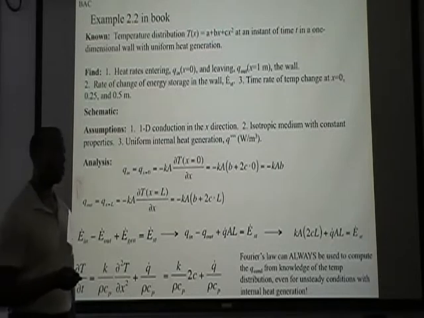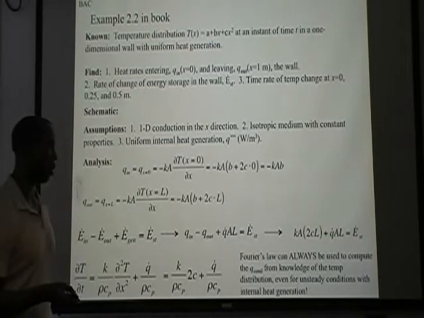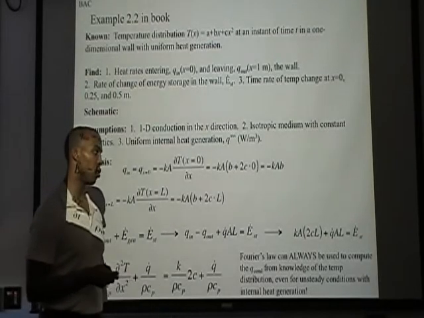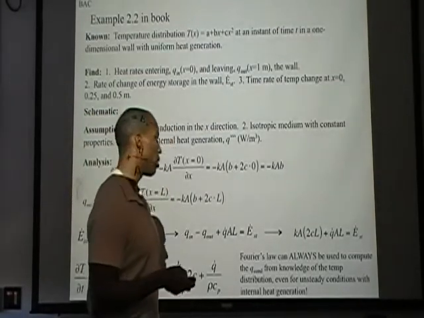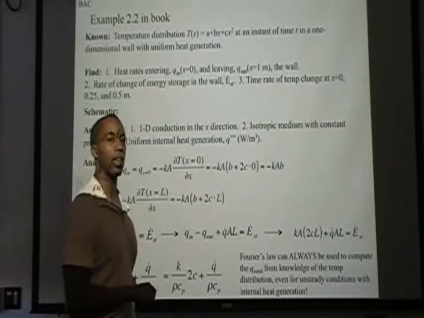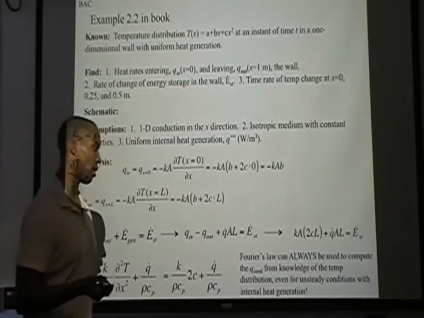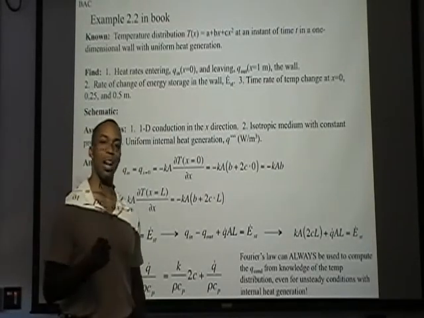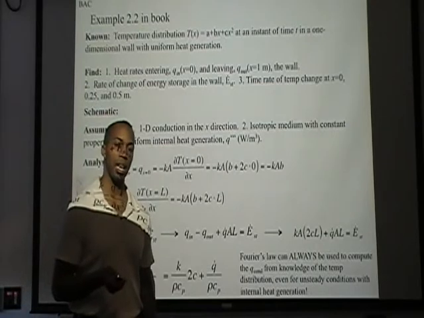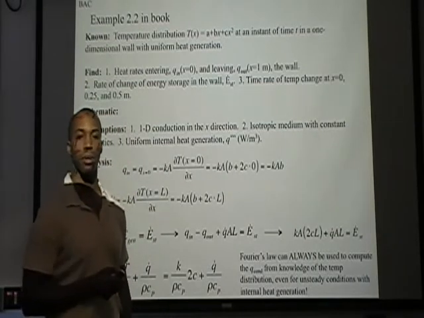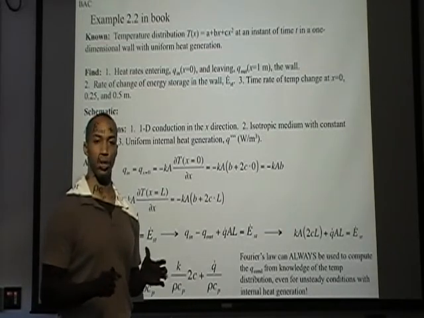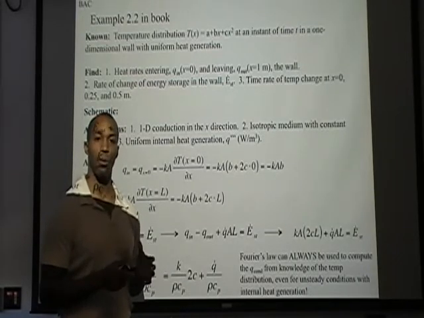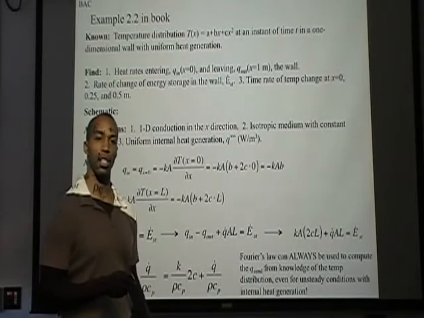So a take-home message is that Fourier's law can always be used to compute the conduction rate from knowledge of the temperature distribution. And I already said this, but it's worth reiterating: even for unsteady conditions and when heat generation is in the problem, it doesn't matter. If you know the temperature distribution, you can apply Fourier's law and determine the conduction heat rate.